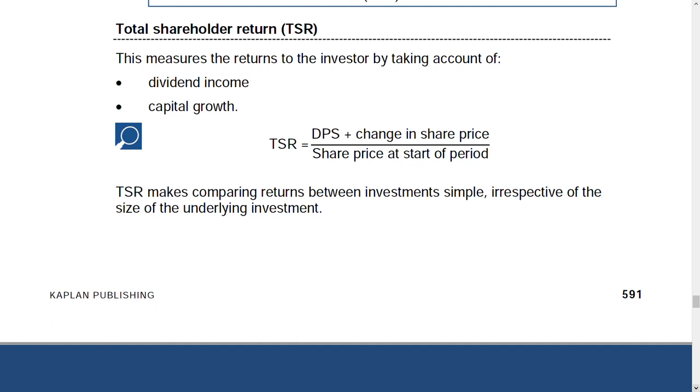So the TSR makes comparing returns between investments simple irrespective of the size of the underlying investment. No matter what the size of the investment is. And this is probably one of the best measures of returns to equity, because it takes into account both the dividend income paid to the shareholder and also the capital growth of the share. So the TSR from an investment can easily be compared between companies or benchmarked against industry or market returns without having to worry about the differences in size. You don't have to worry about the sizes of the businesses. This you can easily compare.